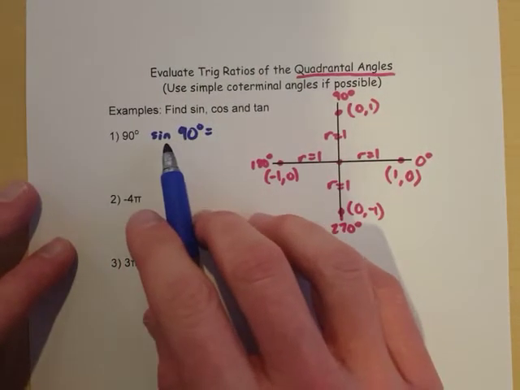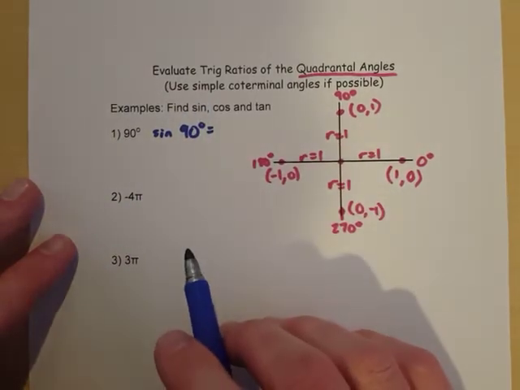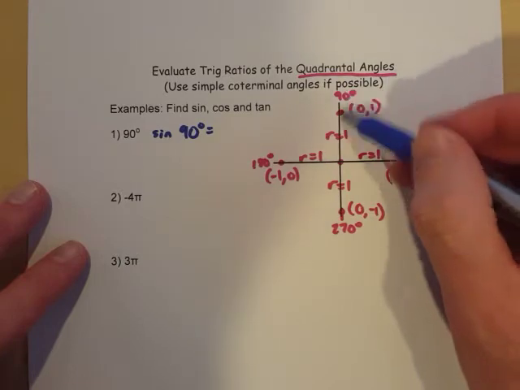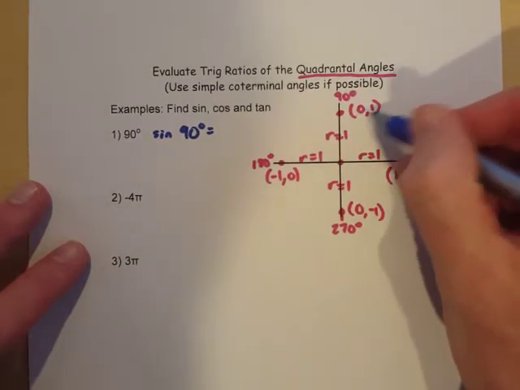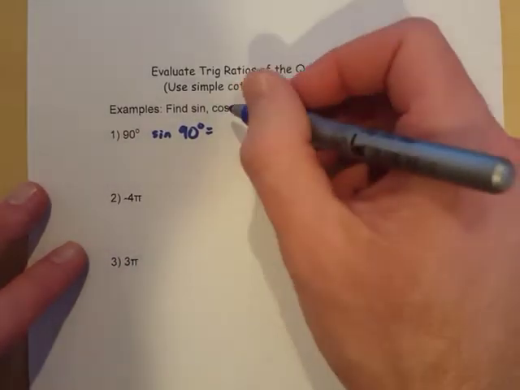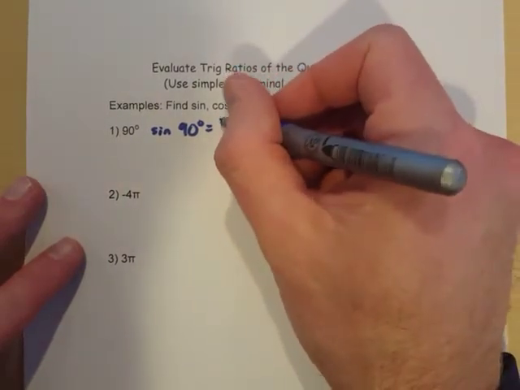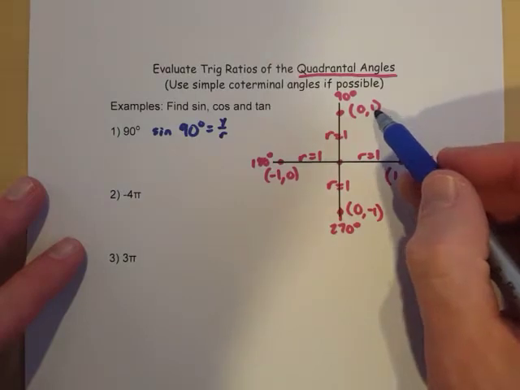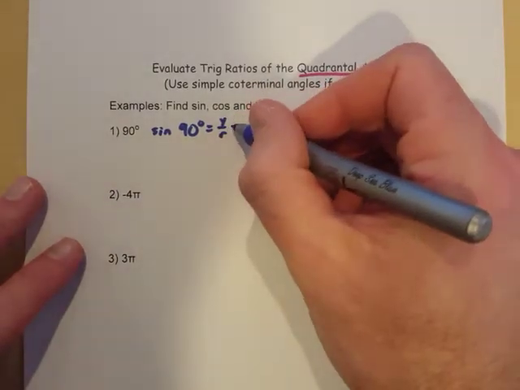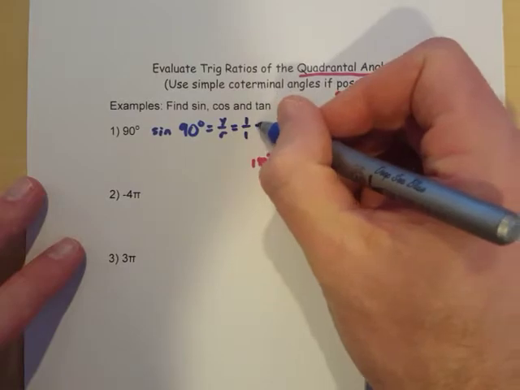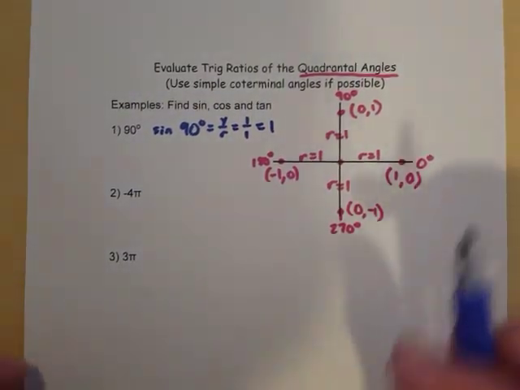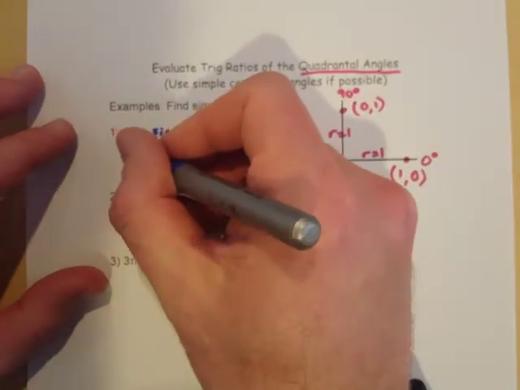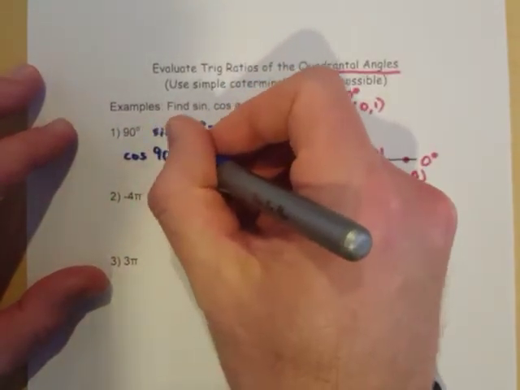sine is the same thing as y over r. So we look at 90 degrees, we locate it on our grid here, and we have the point 0, 1. Well, if this is y over r, y in this case is 1, r is 1. So the sine is just going to be 1 over 1, which simplifies to 1. And that's where the calculator was getting that information. All right, cosine in this case, cosine of 90 degrees.